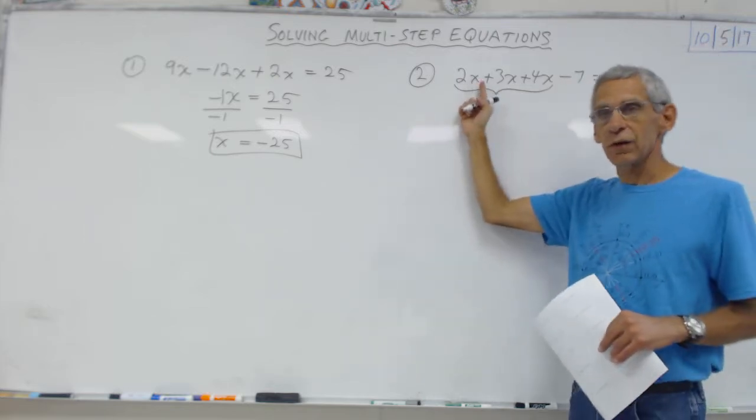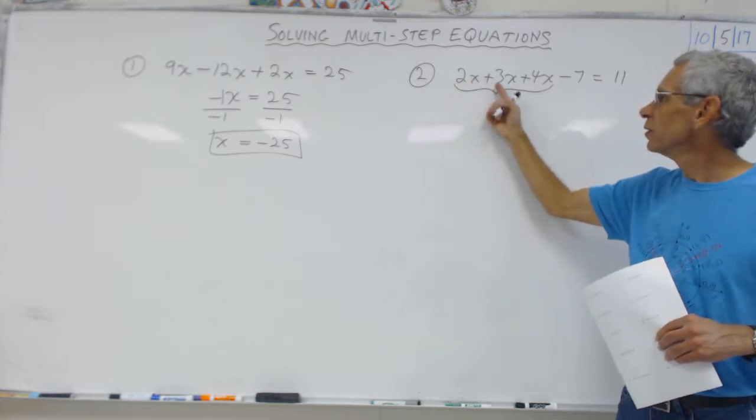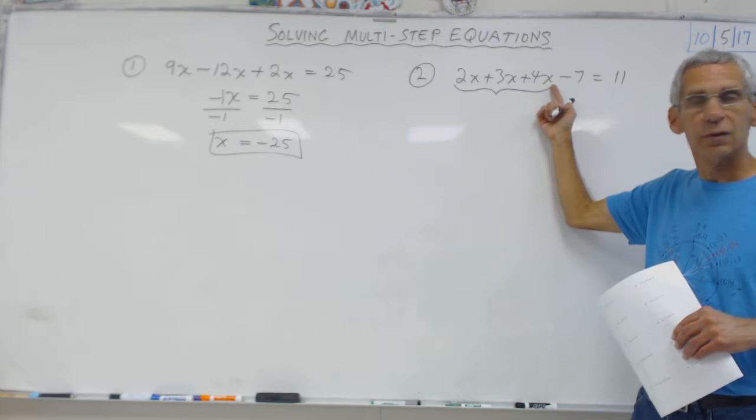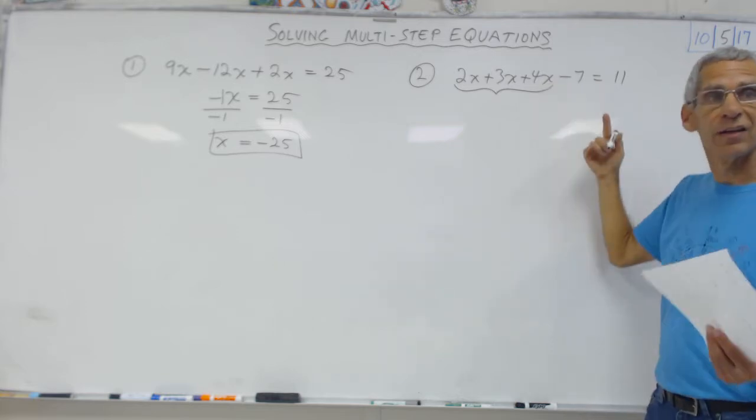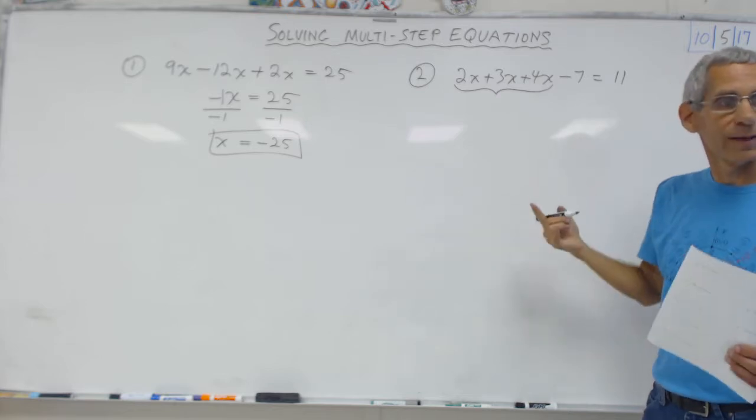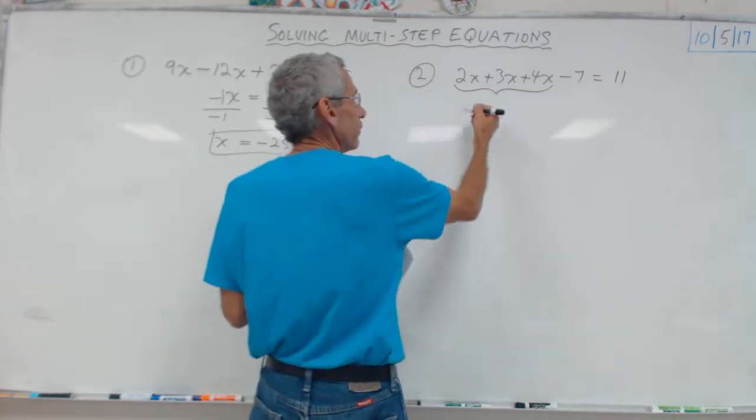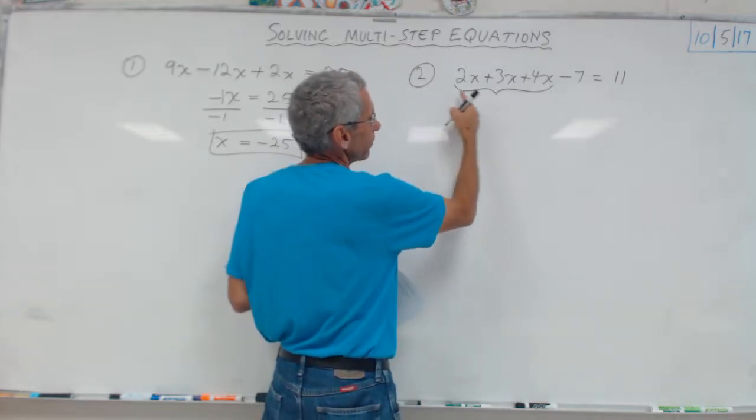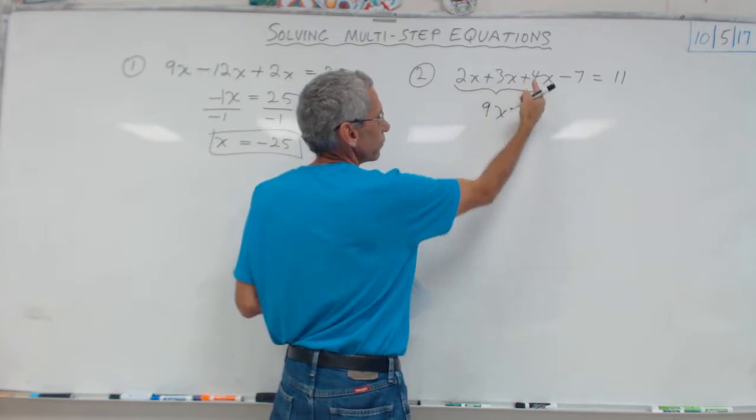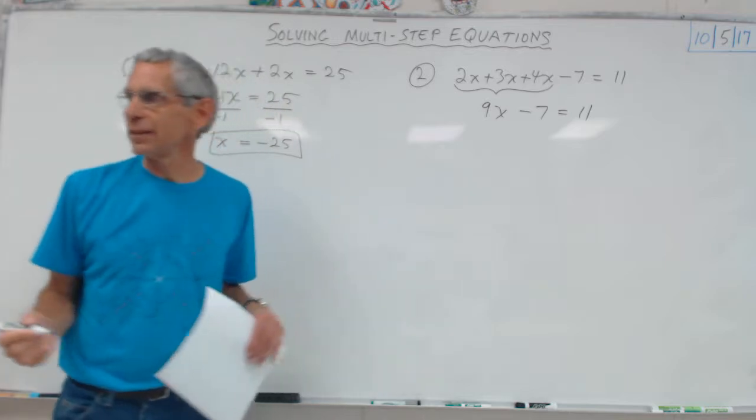If you're ever confused, think of the x's like the word apple. 2 apples plus 3 apples plus 4 apples, minus 7. Not apples, just minus the number 7. They're not the same thing. So you can't combine them, just like apples and oranges. And so, we said that is 9x. 2 plus 3 is 5, plus 4 is 9. Minus 7 equals 11. Now it's a piece of cake.